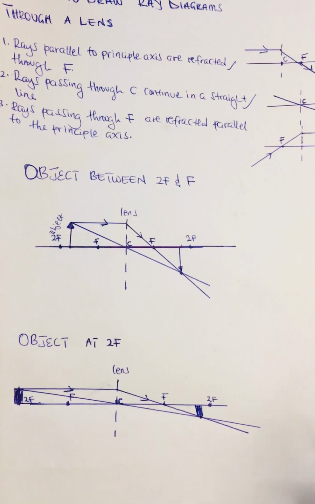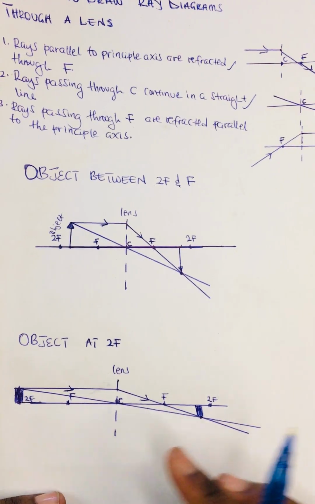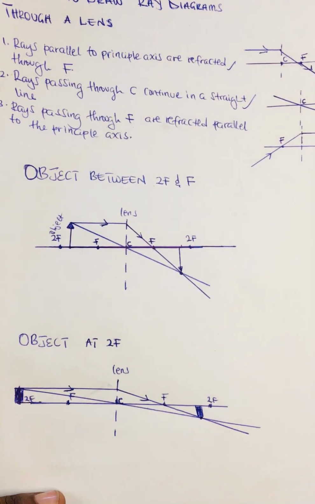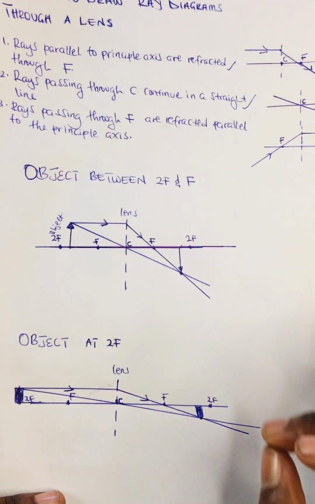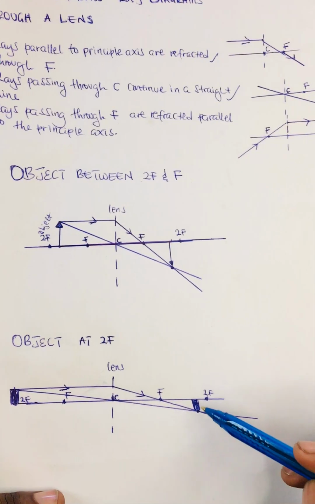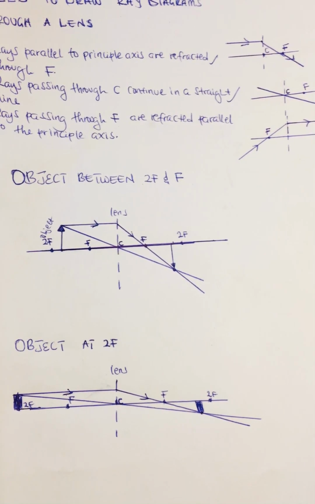Now my drawings are not so accurate. This is not drawn to scale. But where you have something drawn to scale, please ensure that you write what you see, and not just write from memorization. From what we can see here, the image is smaller than the object. The image is between F and 2F. The image is inverted, and it is a real image.